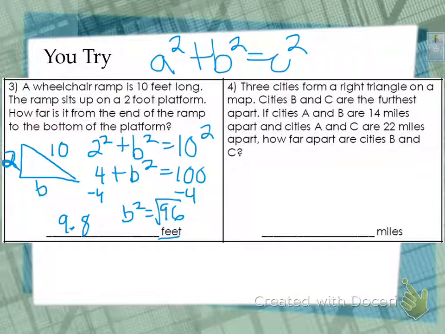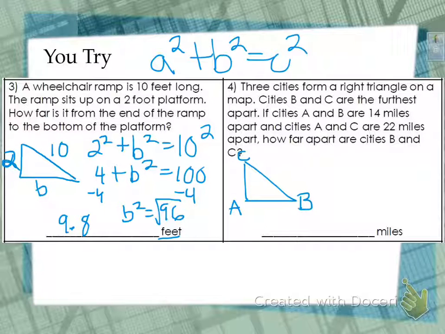Number 4, 3 cities form a right triangle on a map. So I'm going to go ahead and draw a triangle. Cities B and C are the furthest apart. If cities A and B are 14 miles apart and A and C are 22 miles, how far apart are cities B and C? So B and C are going to be on opposite ends of my hypotenuse. A will be on the corner down here.